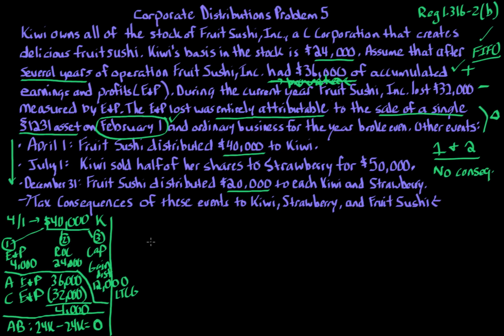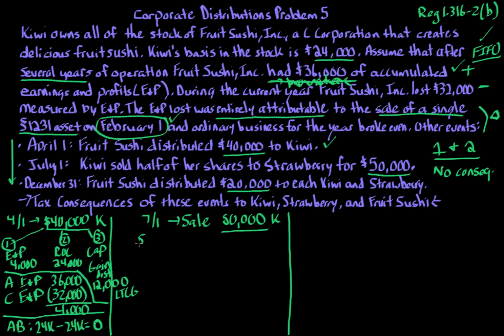Okay, so now we go to the next date because we're done with April 1st. Now we go to July 1st and see how that impacts things. So on July 1st, we have a sale of half the stock for $50,000 to Strawberry, and that's what Kiwi gets. Remember, the tax consequence for Strawberry is simply that Strawberry has a basis of $50,000 in the stock. Kiwi has a $50,000 sale.